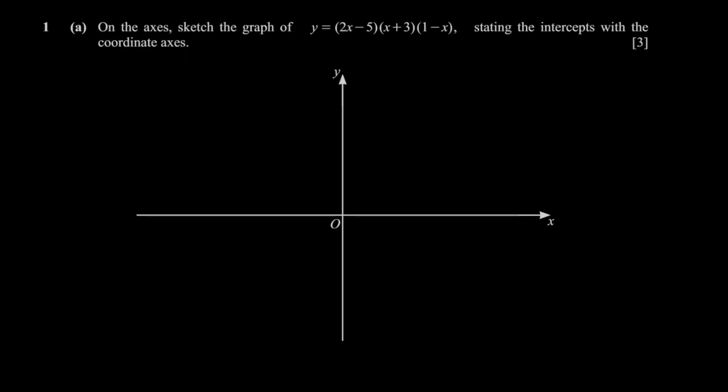Well, where do we get intercepts? We could say the x-intercept is when y is equal to 0, right? Because the y coordinate is always 0 everywhere along the x-axis. And so we're solving when this thing here is equal to 0, which means that either 2x minus 5 is equal to 0, or x plus 3 is equal to 0, or 1 minus x is equal to 0.